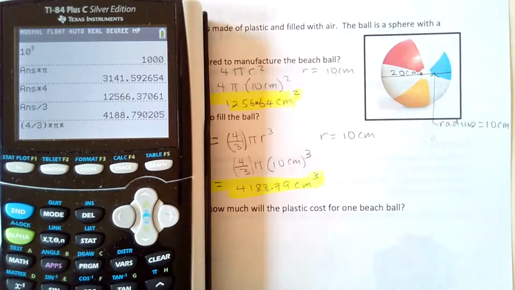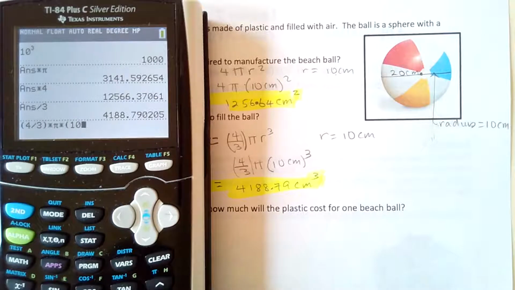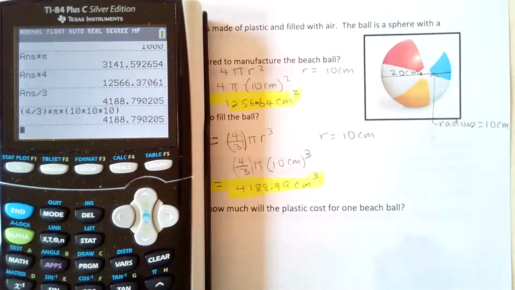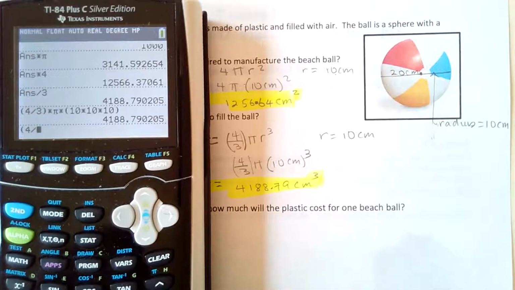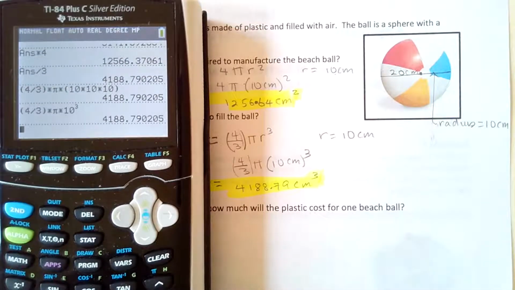Then I'm going to multiply by 10 cubed. If I don't have the power button, then I go 10 times 10 times 10, and that'll give you the same result. Or if you want a shortcut, you go 4 divided by 3, close bracket, times pi, times 10 to the power 3. All result in the same answer.